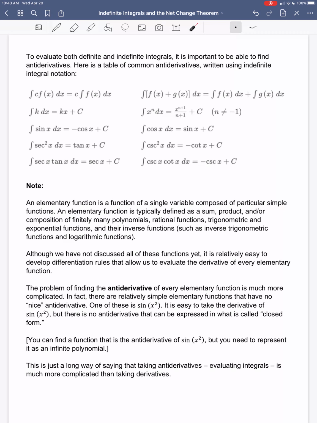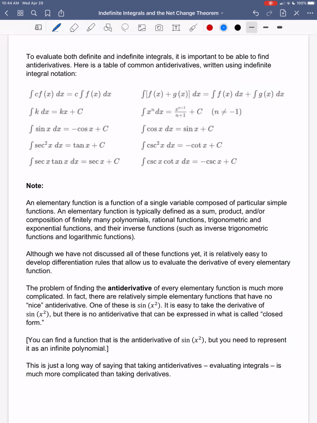So, to evaluate both definite and indefinite integrals, then, it's important to find antiderivatives. Now, in the last mini lecture, I talked about these same formulas. This is just a little bit better notation here for finding them. Remember, this integral symbol just means the antiderivative. So the antiderivative of a constant times a function is just the constant times the antiderivative of the function. The antiderivative of the sum of 2 functions is just the sum of the 2 antiderivatives.